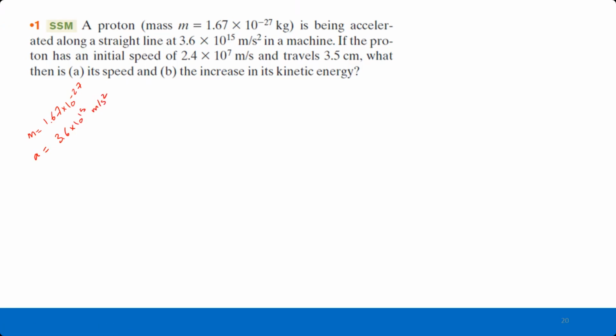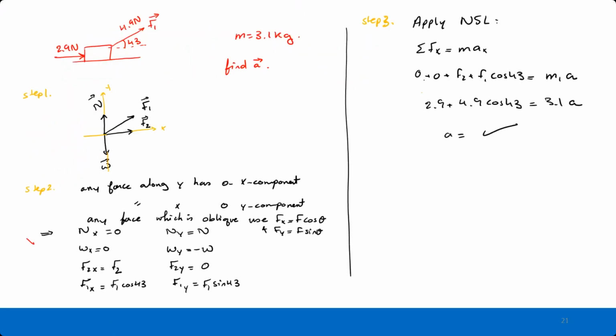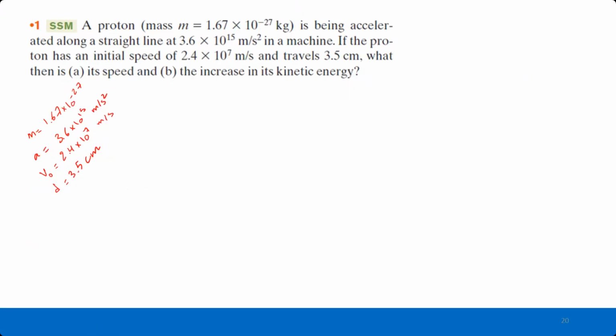The proton has an initial speed of 2.4 times 10 power 7 meters per second and travels a distance 3.5 centimeters. What is its speed and the increase in its kinetic energy? So we want its final speed after it has accelerated and moved by 3.5 centimeters. So what we want is basically V final and K final.